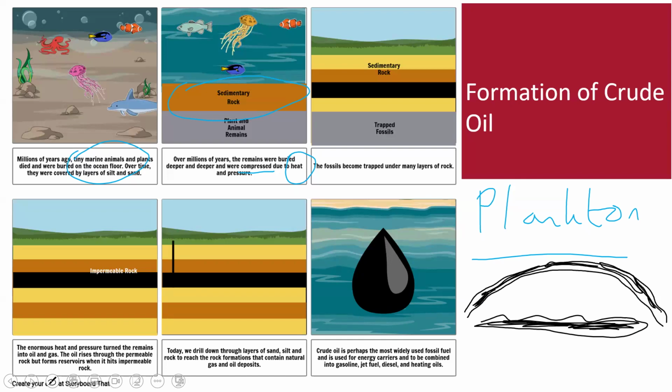Okay. Then what we do is we come along, we drill through the cap rock. Firstly, we find natural gas, which is a pocket at the top, and then we can get our crude oil out.